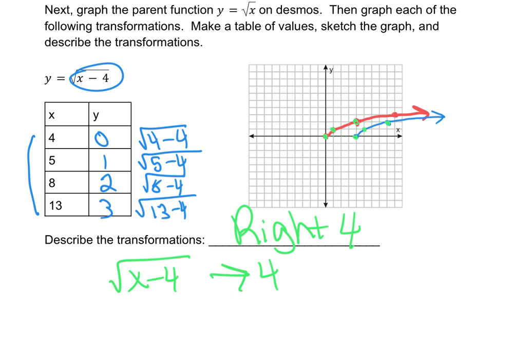Okay, so we're just going to do our ordered pairs in our table of values and sketch a graph on just a whole bunch of different graphs here.